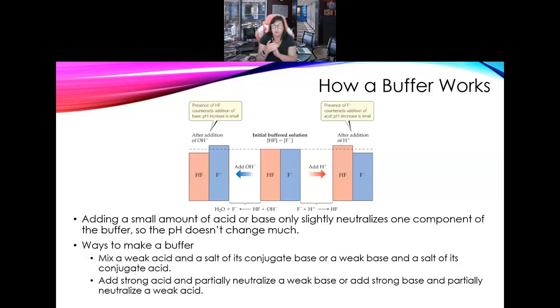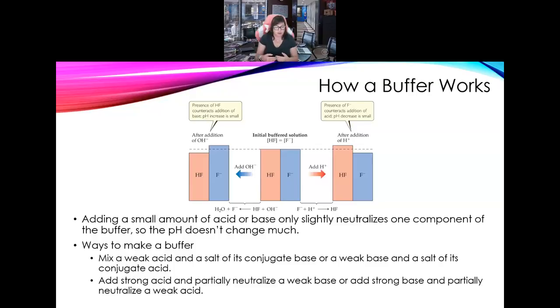So instead of just getting a whole bunch of pH change from all those new H's being in solution, some of those H's have combined with the F minus to make HF. And so we minimize the change in pH.